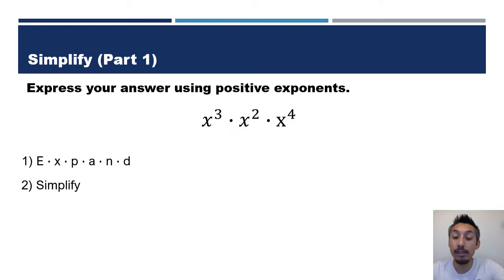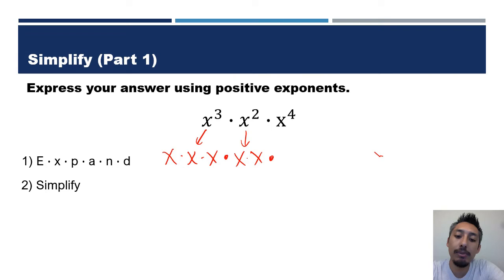We are doing the same thing for this example. We're going to start off by doing step 1, which is going to be to expand, and then after we expand, we are going to simplify it. We're going to make it smaller. So expand. We're going to take x to the power of 3 and write it out as x times x times x, times same thing with x to the power of 2, which is just x times x, times, and then the same thing for x to the power of 4, which is just x times x times x times x.